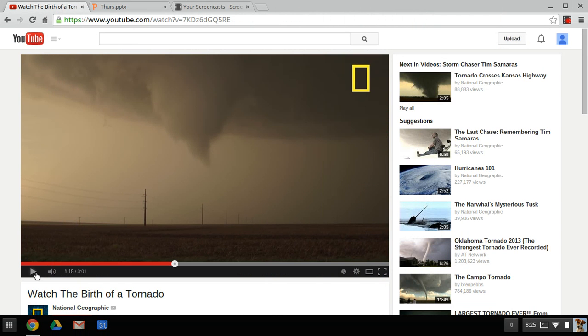Now, class, take just a minute to watch the birth of a tornado. So what happens when two fronts collide at a stationary front?